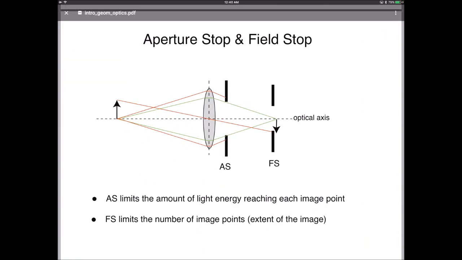So the aperture stop and field stop are actually two apertures, both of which are used to contain the amount of light. The aperture stop is an aperture which is placed very close to the lens, and it controls the amount of light reaching each point of the image. So let's look at this over here.